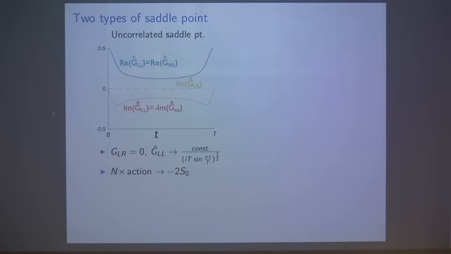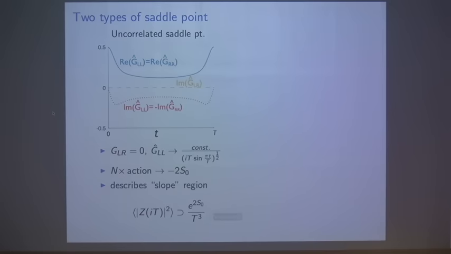So the contribution of this type of saddle point to the functional integral over G and sigma gives something which is large, e to the 2 S naught. And if you study the fluctuations about this saddle point, you find a power of 1 over capital T cubed for large t. So this saddle point here is describing the slope region. It's a very large contribution, but it's decaying with time, 1 over T cubed. Okay, so this was previously understood.